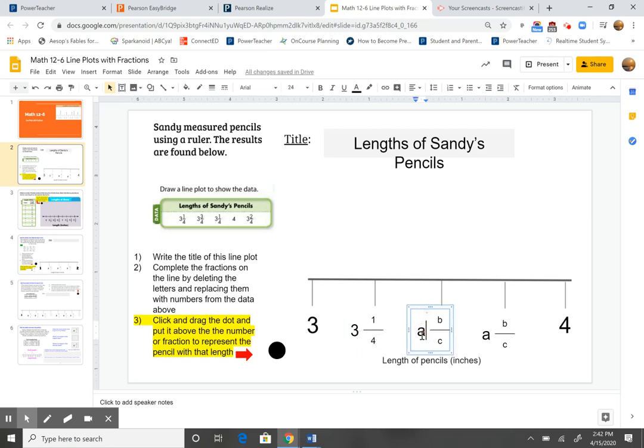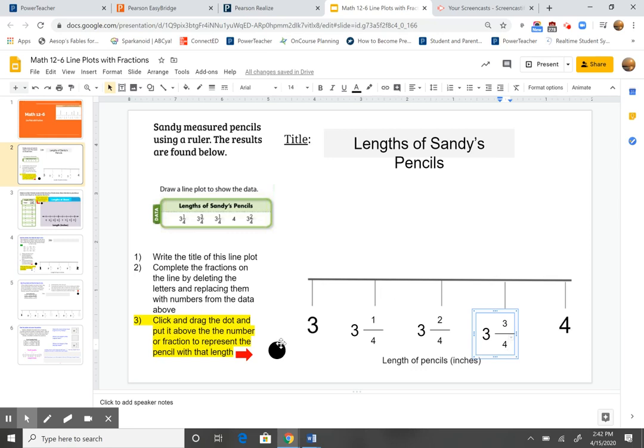My next one would be 3 and, what do you think? You got it, 2/4. Then 3 and 3/4. And I don't need to do 3 4/4 because that's the same as saying 4.